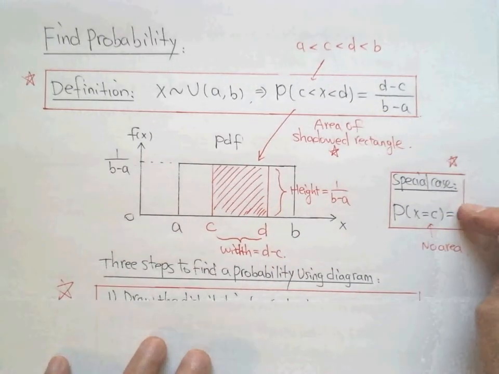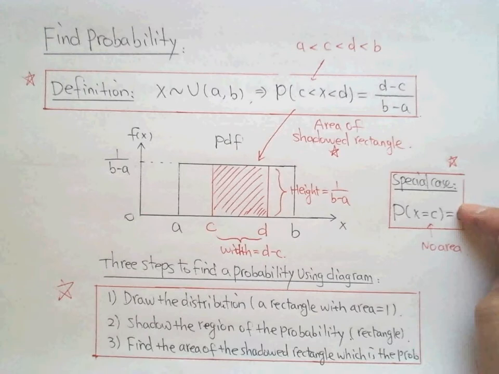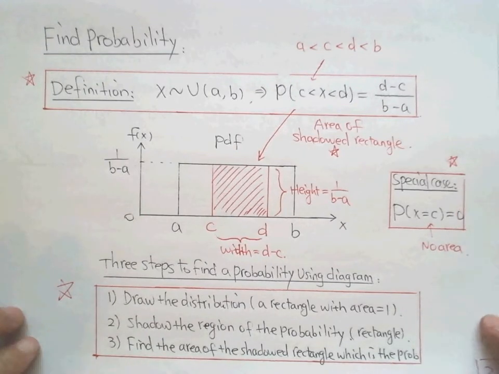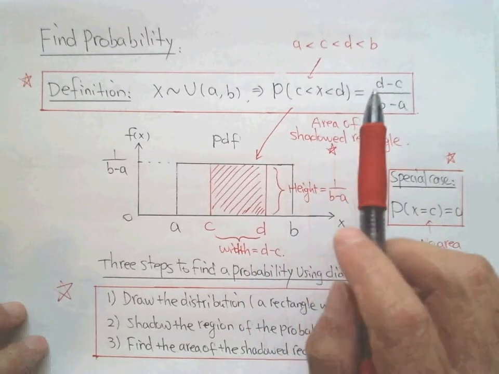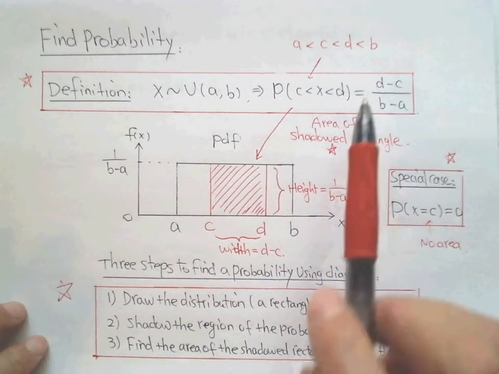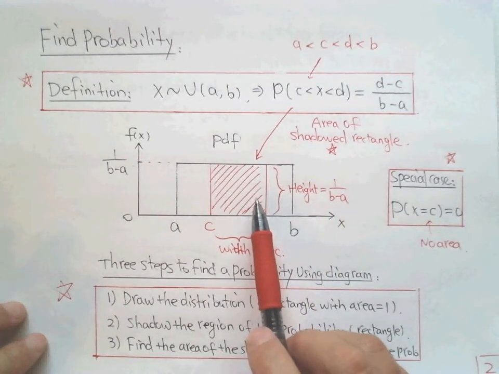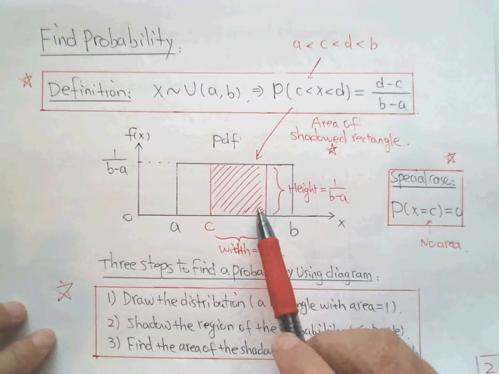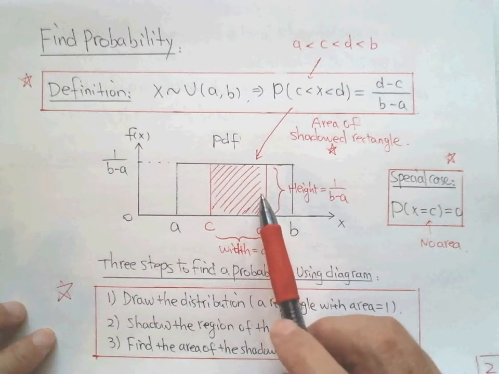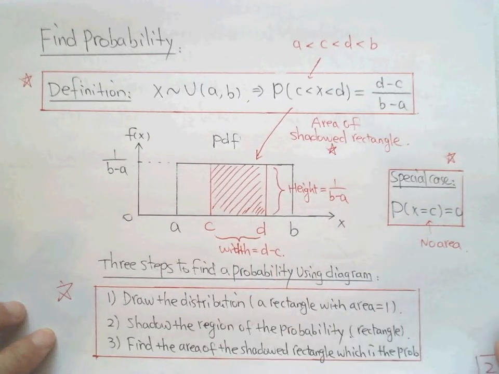So if we have this definition, now we can determine probabilities. I will have a lot of examples to show you how to find the probability, and you can use this definition, or you can use this diagram. And usually we will use this diagram to find the probability because this is intuitive, right? It's easy to be seen. So we easily look at this area.